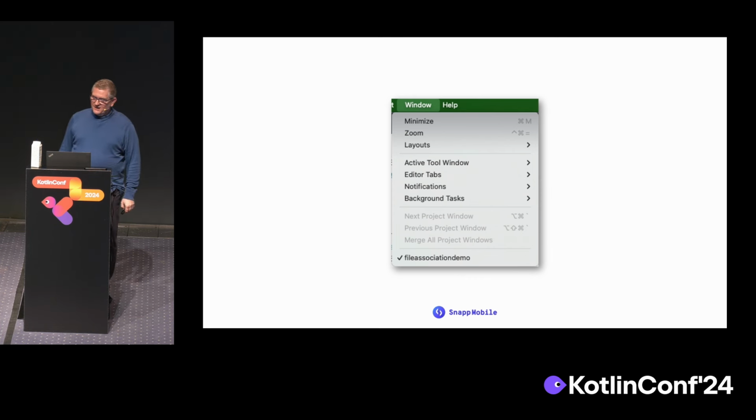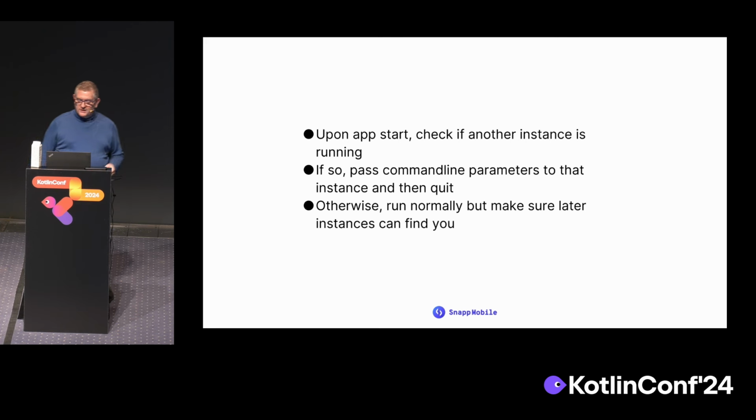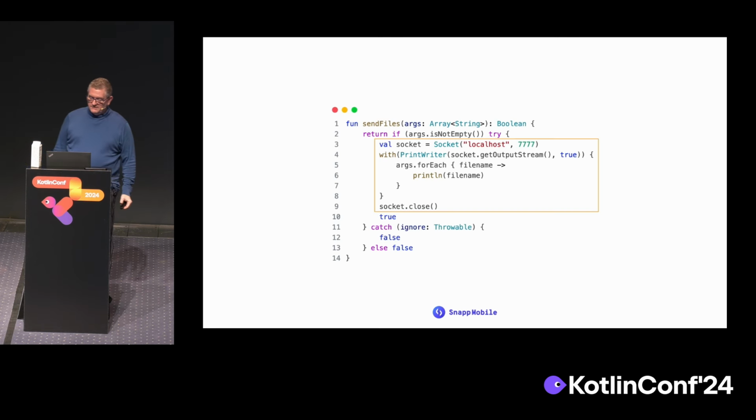Here we are doing some clever hacking. What we want to do is, upon start, we just check if another instance of the app is already running. If it is, we just pass the command line arguments our instance received to that other instance and then quit. And otherwise, we just work with the command line arguments we received and make sure that another instance of the app that might be started afterwards finds us. Let's see how we can do this.